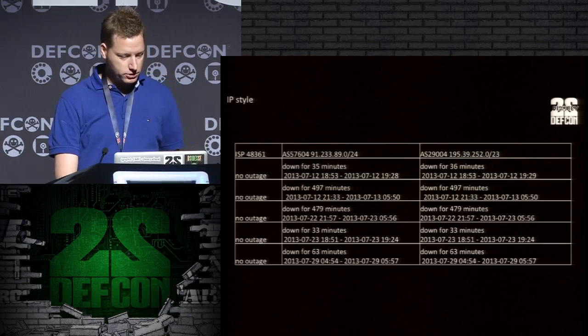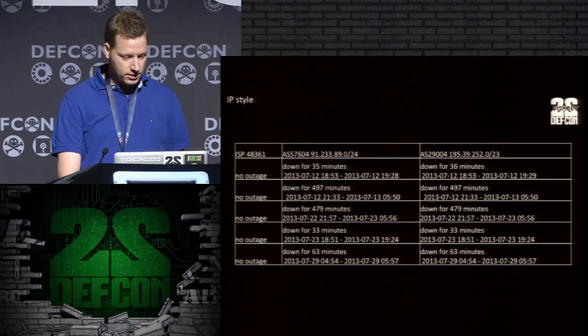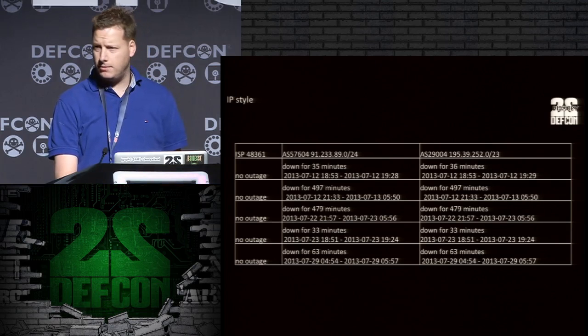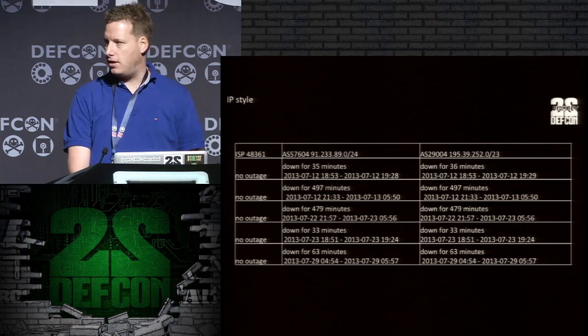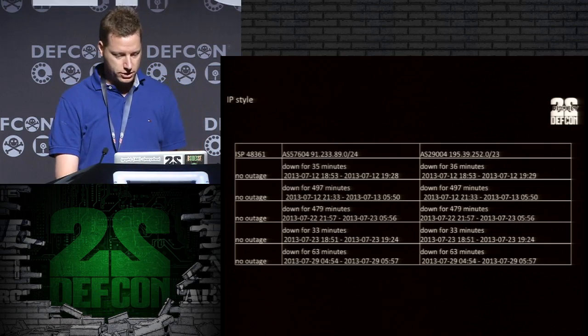So here are two examples. This is just for the month of July. Again, it's a bunch of text, but what it shows is that two of these ASNs went down at the exact same time, sometimes for 497 minutes, 479 minutes, 33 minutes, 63 minutes, exact same start time, end time, duration.